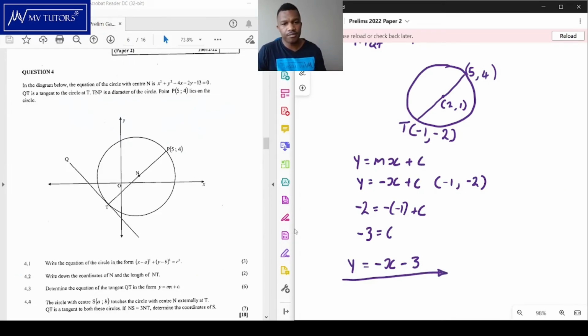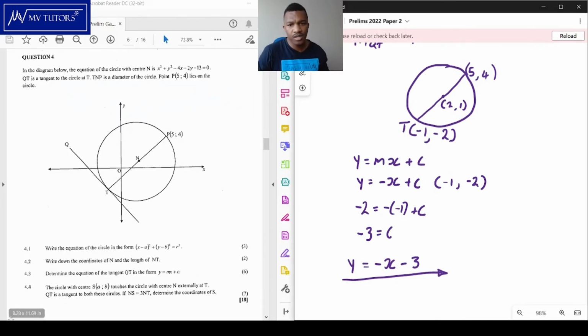Okay, there we go. Let's go to the next question. It says the circle with center S touches the circle with center N externally at T. QT is a tangent to both these circles. If NS is equal to 3NT, determine the coordinates of S.